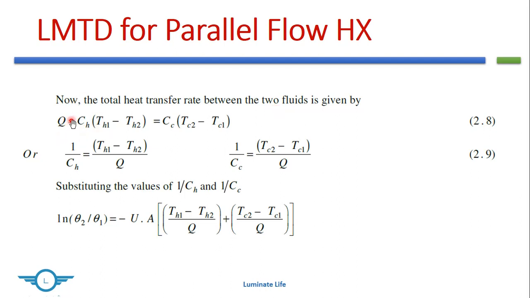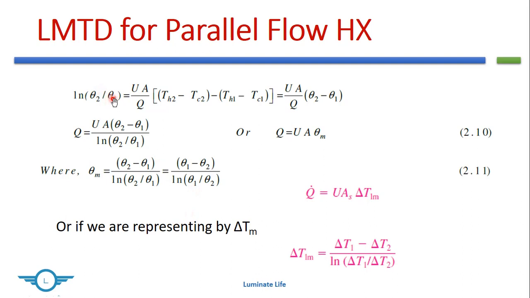So to find Ch, we have the heat gained by the cold fluid will be equal to the heat lost by the hot fluid. From here we will get the value of 1 by Ch and 1 by Cc. We substitute the values of 1 by Ch and 1 by Cc in the previous equation, and integrating we will get ln theta 2 by theta 1 is equal to minus UA into (Th1 minus Th2) by q plus (Tc2 minus Tc1) by q. Rearranging the equation and solving, we will get ln theta 2 by theta 1 is equal to UA by q into (Th2 minus Tc2) minus (Th1 minus Tc1).